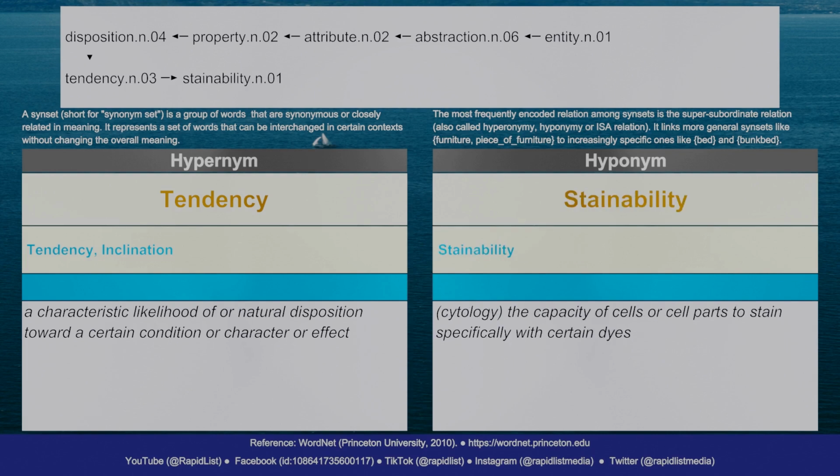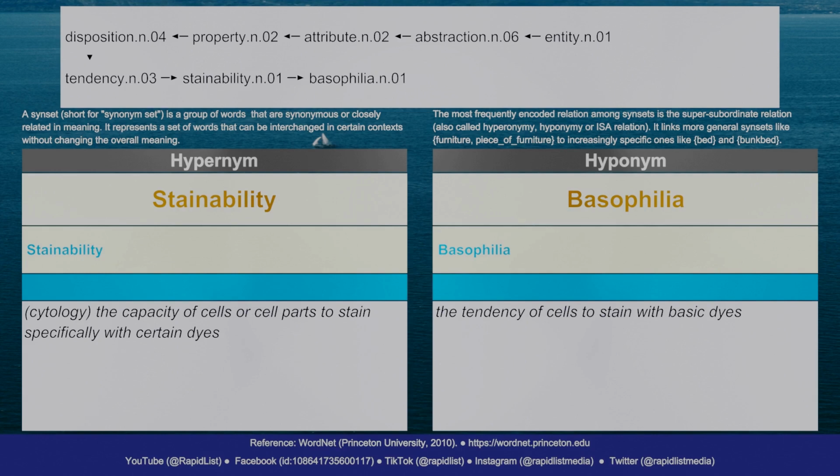Stainability. Cytology, the capacity of cells or cell parts to stain specifically with certain dyes. Basophilia. The tendency of cells to stain with basic dyes. Cytoplasmic basophilia.